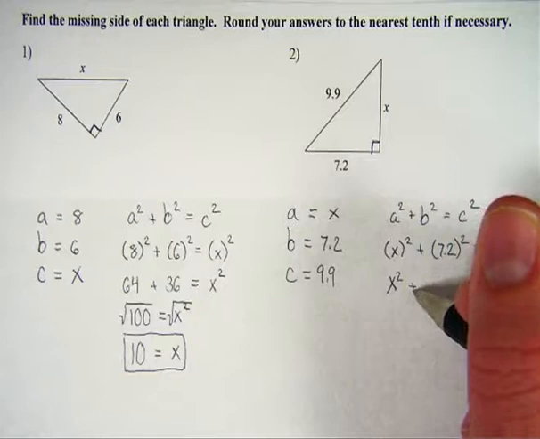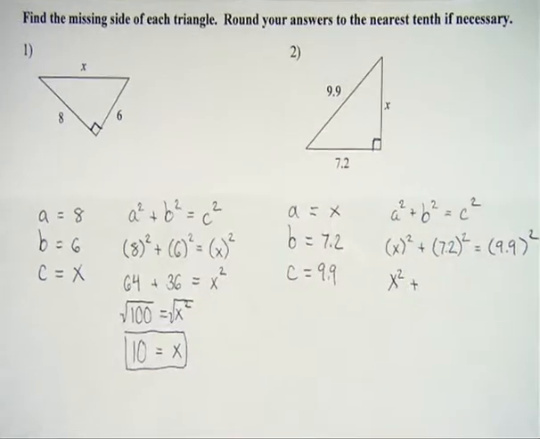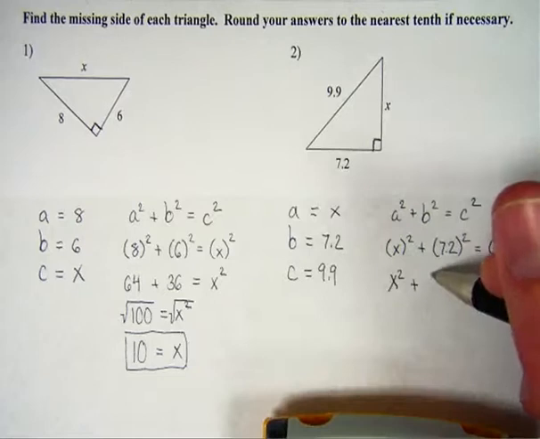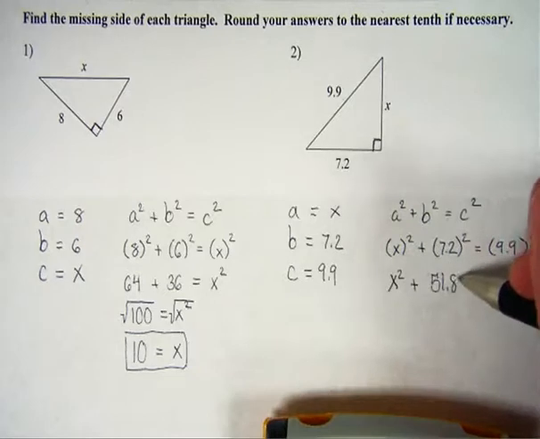X squared is just exactly what it says on the tin, x squared. And now I'm going to pull out the calculator for the rest of this. So 7.2 squared is 51.84.